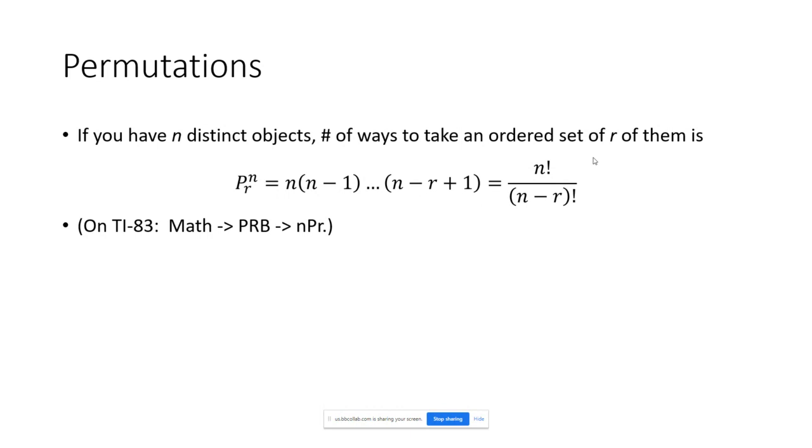As a note, if you have a TI-83 or TI-84 calculator, the way to get this is with the math button, and then choosing PRB for probability, and then nPr for n pick r or n permute r.